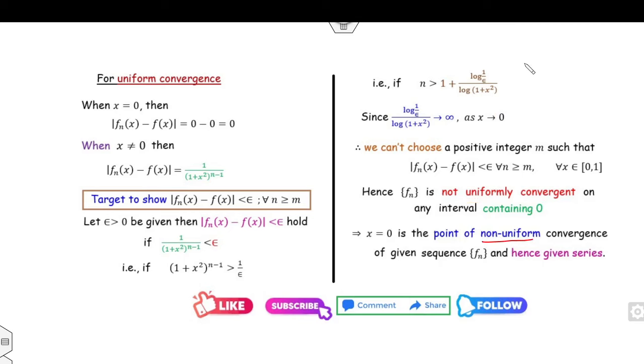And clearly, if you have the interval, say (2, 4), then 0 does not belong to this, and in that case n can never go to infinity. So therefore it is uniformly convergent. But because in this particular example the domain is given as the real line, we can say this series is not uniformly convergent on any interval containing the point 0. And this is the way you can check for non-uniform convergence.